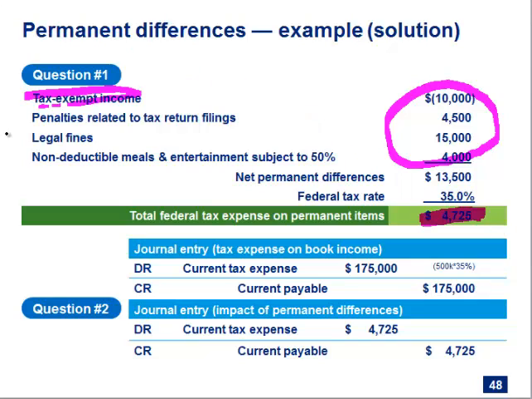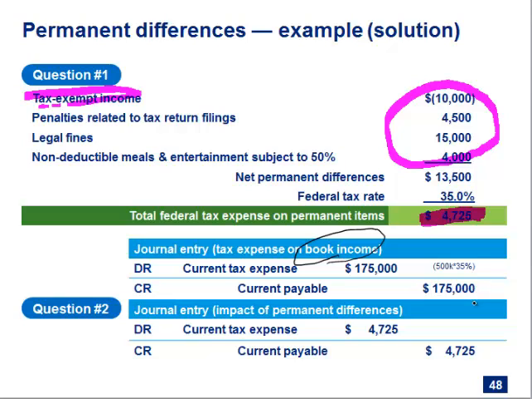Okay, question 2. Let's come up with a journal entry. Let's talk about the tax impact of our permanent items and reduce those to a journal entry. Okay. There's 2 journal entries here in the solution. The first thing we address is the effect of book income. Okay, book income. And remember, step 1, step 2, step 3. We talked about this a lot in the first class, and you're going to keep hearing about it. Step 1 is our current payable.